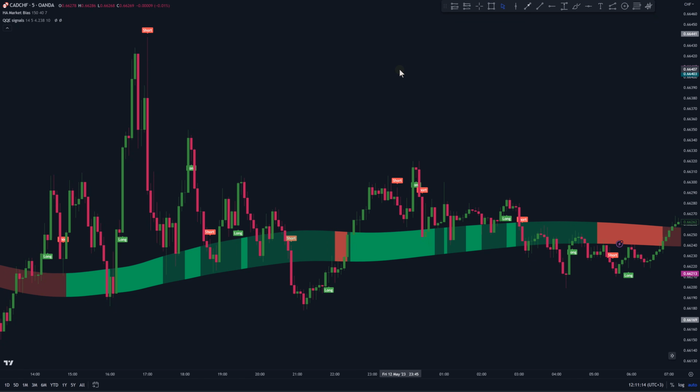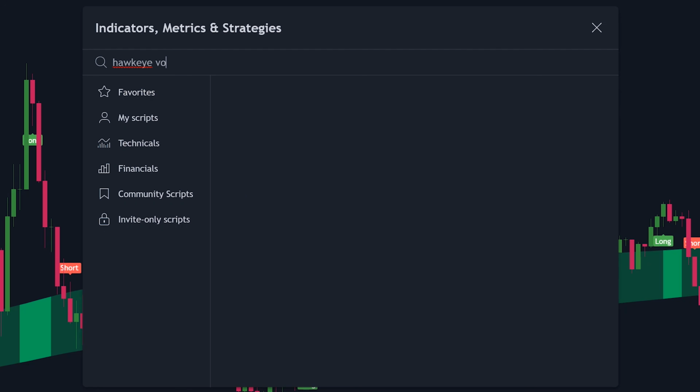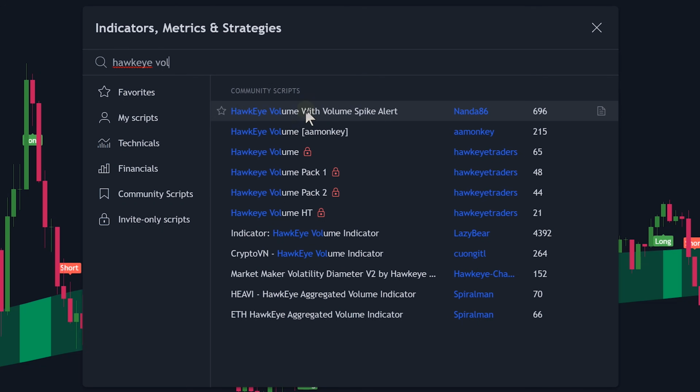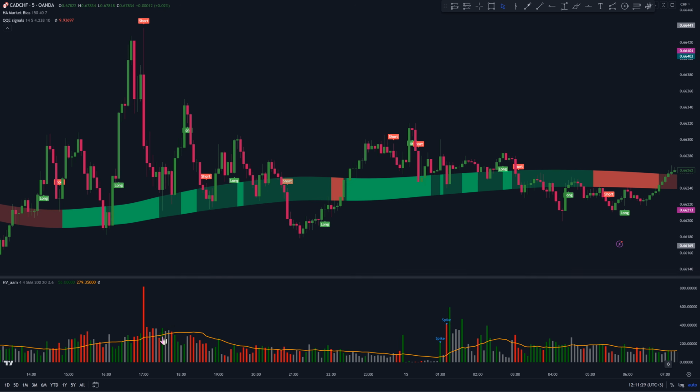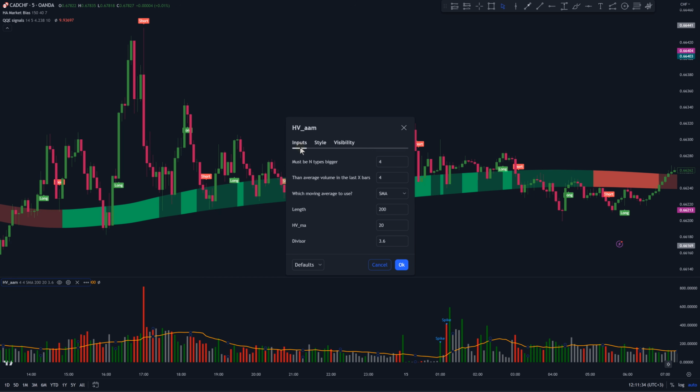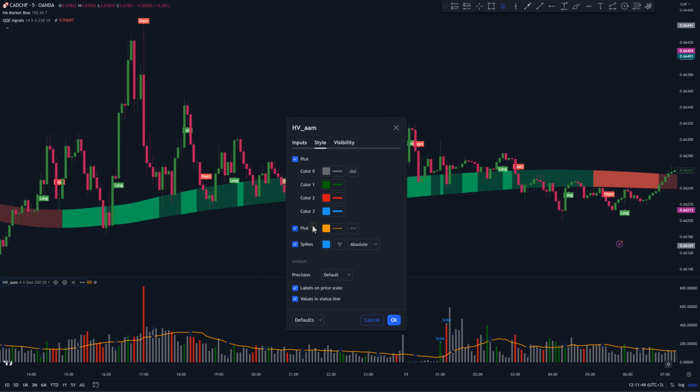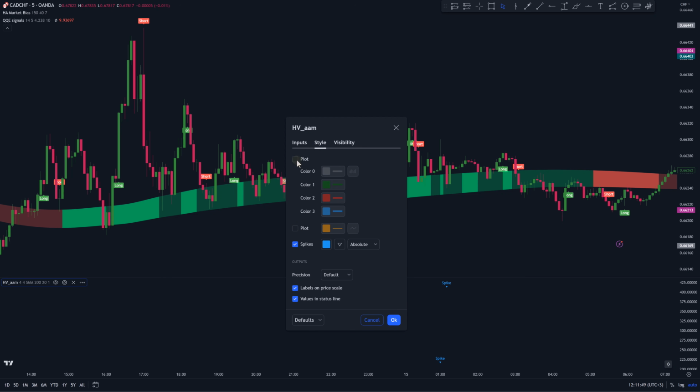Open the indicator search box and type in Hawkeye volume and select this one by this guy. Double click on the indicator and on the inputs tab, change the divisor to 1. Then on the style tab, disable these plot options and then click OK.